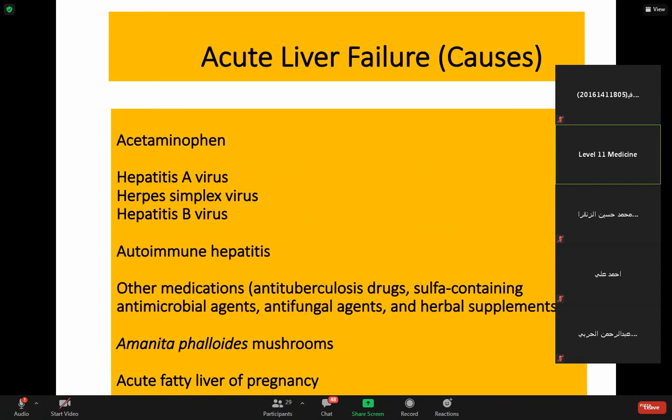What are the causes? Well, acetaminophen is at the top, as you can see. Hepatitis A, hepatitis B, and HSV are common viruses to cause that. Autoimmune hepatitis and other medications can cause that, as well as some sorts of mushroom. And don't forget the acute fatty liver of pregnancy.